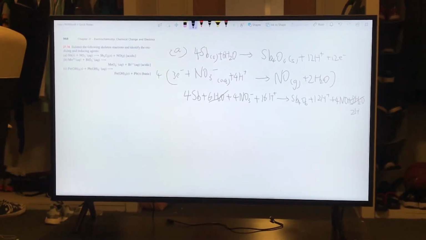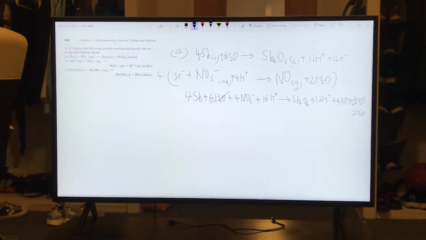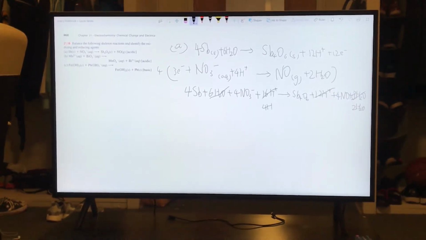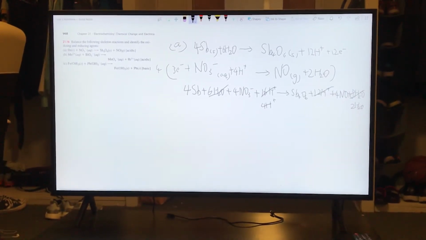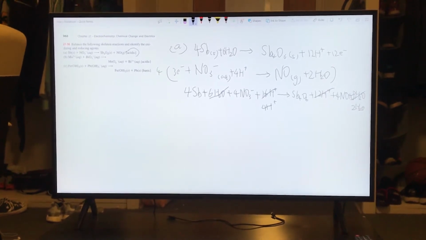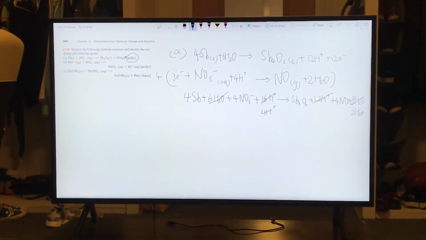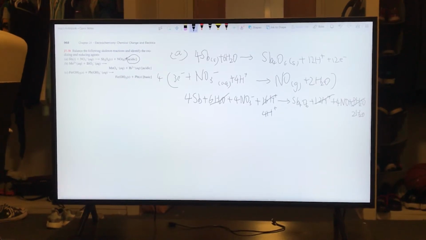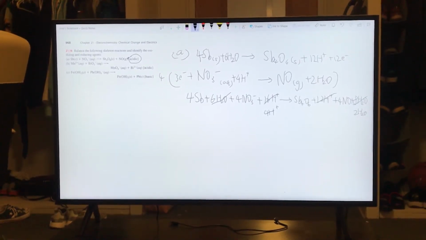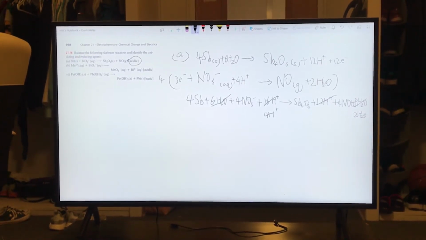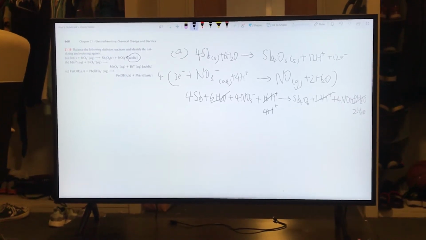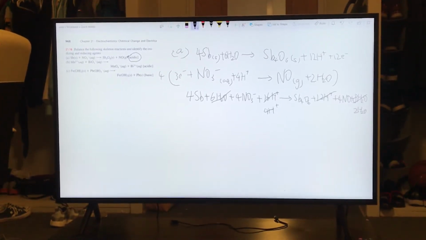there are 2 H2O and 4 H pluses, and we know that it is in acidic solution, so we don't need to change it from H pluses to OH minus. So this is what we get for the reaction, which is 4Sb plus 4NO3 minus plus 4H pluses goes to Sb4O6 plus 4NO plus 2H2O.